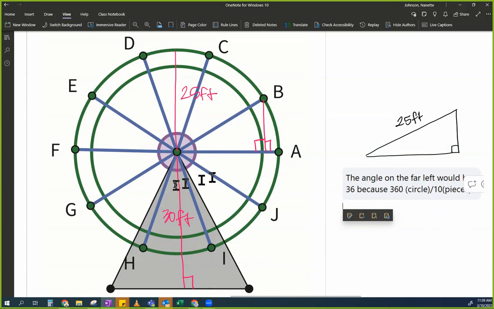Good. So if you have 10 pieces and you equally divide them, you can assume a couple of things here. When they build Ferris wheels, they build them so that these are all the same distance away from each other. So you can assume that these angles are all equivalent, congruent. Everybody okay with that? So your classmate said 360 divided by 10. That's perfect. So this guy's 36.